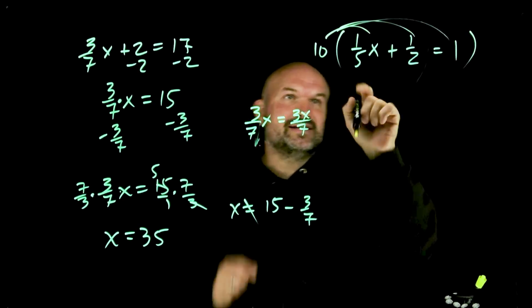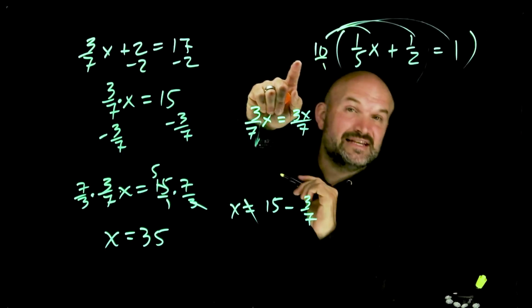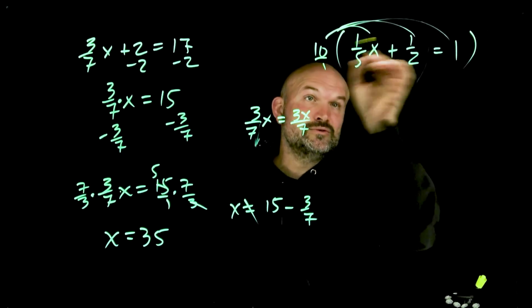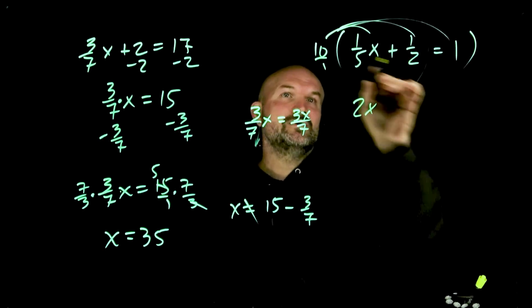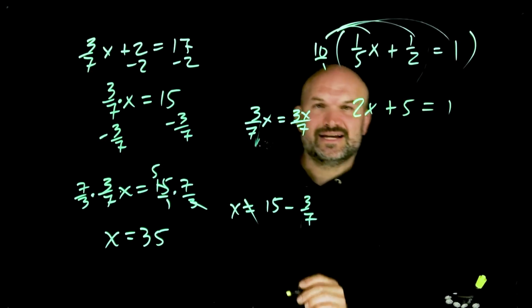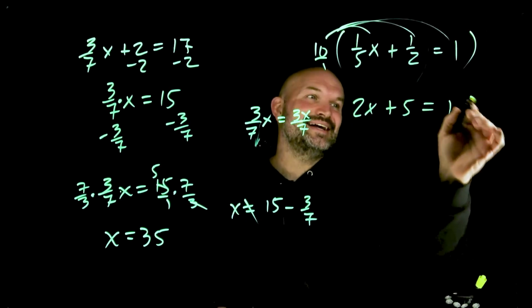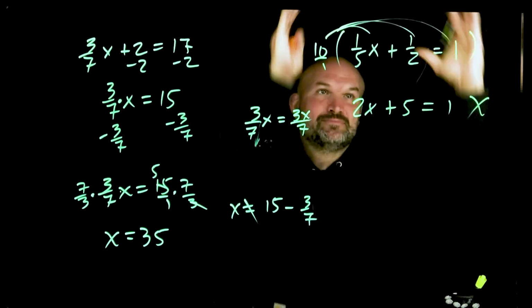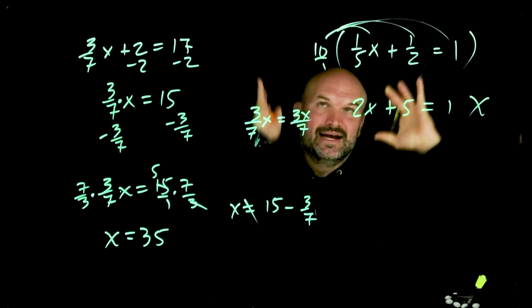So 10 times 1/5, again, the 5 divides into the 10. You can think about that as 10/1. So that's going to be a 2. 2 times x is a 2x. And 10 times 1/2, hopefully you recognize is going to be 5. And then students will make this mistake of forgetting to multiply by 10. Don't do that, right? Make sure you draw these parentheses, draw the distributive property, and double check your work.